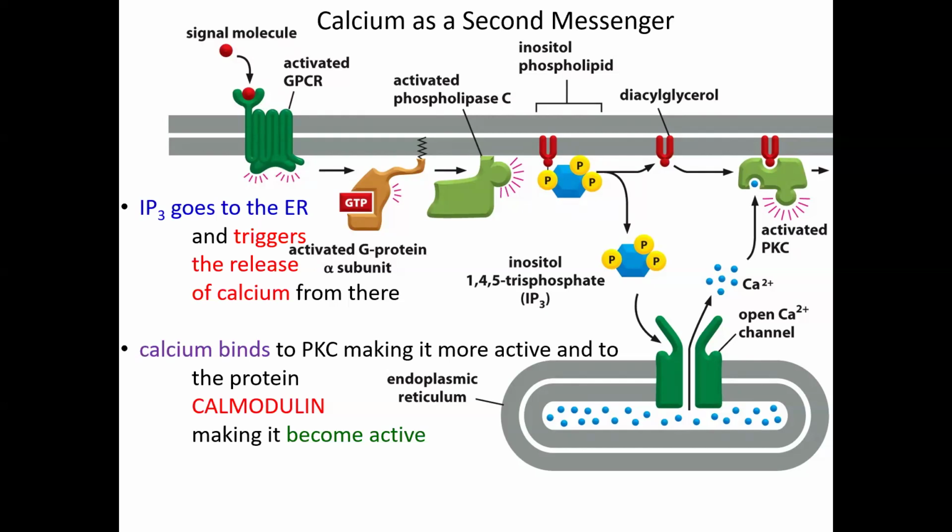Why was the G protein on? Because it was bound to GDP. Why was it bound to GDP? Because it was nudged by the G protein coupled receptor. And why did the receptor do that nudging? Because it was bound by the signaling molecule.